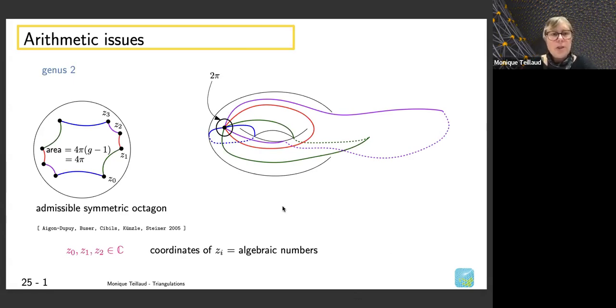So in genus 2, it was shown that every hyperbolic surface of genus 2 has some fundamental domain that is a symmetric octagon. The symmetric octagon is given by 3 points, Z0, Z1, Z2. And the other points, knowing the area, and knowing the fact that they are symmetric, you can compute all the other vertices of the octagon. And so the parameters to represent any surface of genus 2 are the 6 coordinates of those 3 points, which are in general algebraic numbers. So again, we are stuck. If you want to do this in practice, then you will have a higher and higher degree, and it will fail.